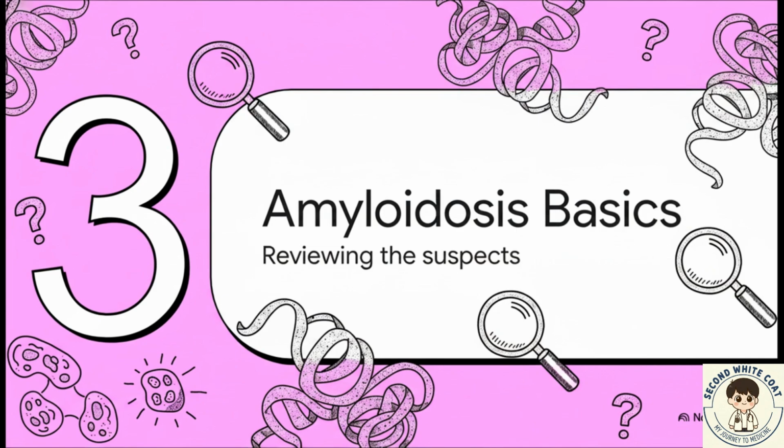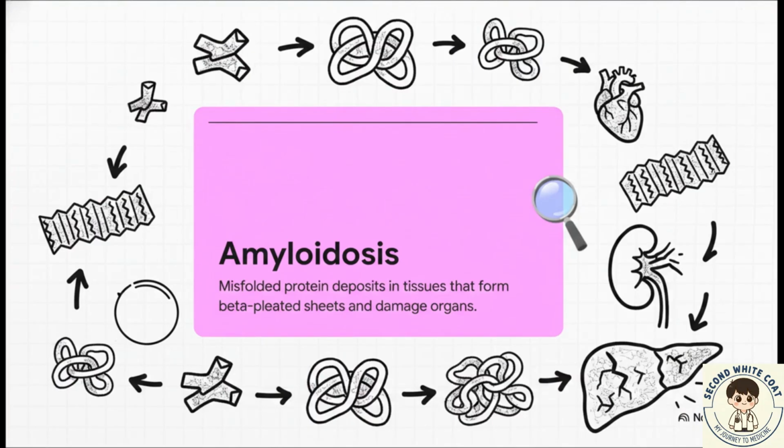Section 3, amyloidosis basics and types. Let's do a quick refresher. So the crucial thing to remember here is that amyloidosis isn't just one single disease. It's a broad category defined by proteins taking on a toxic, misfolded shape that our bodies just can't easily get rid of. It's basically a stepwise failure.